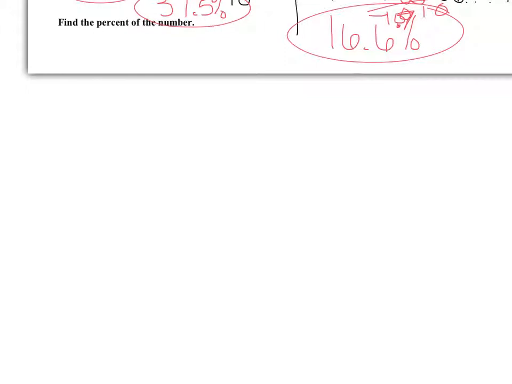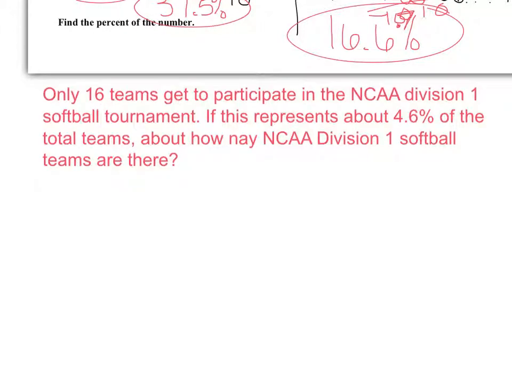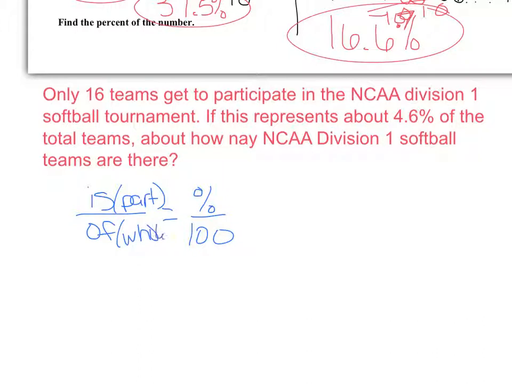Okay, now right below that there is a word problem. Your word problem says only 16 teams get to participate in the NCAA Division I softball tournament. If this represents about 4.6% of the total teams, about how many NCAA Division I softball teams are there? This would be a great time to use that percent proportion we talked about in the last section, where we said is over of equals percent over 100, and also remember that we extended it to part over whole equals percent over 100. The part over the whole will probably be a little more applicable in this problem.